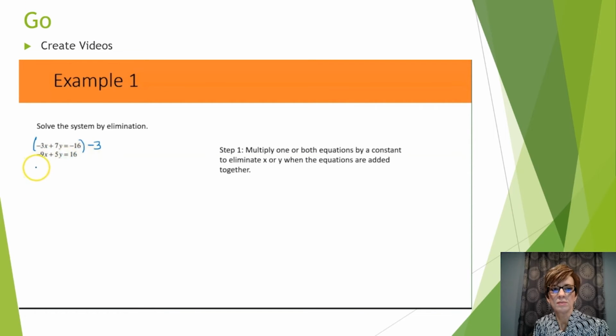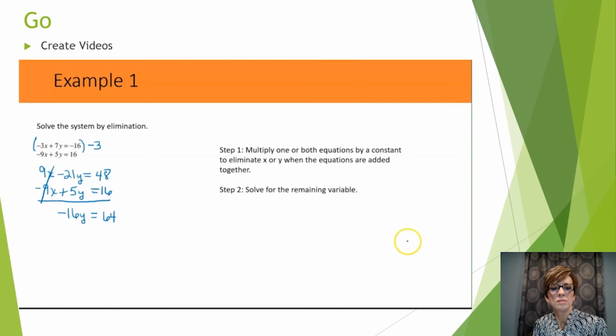So we'll go ahead and distribute that -3. Gives me a positive 9x minus 21y is equal to positive 48. Remember that you do have to multiply -3 by every term in that first equation. Bring down the second equation. And then we're going to go ahead and add those together. Notice the x's will cancel each other out. I'll have negative 16y is equal to 64.